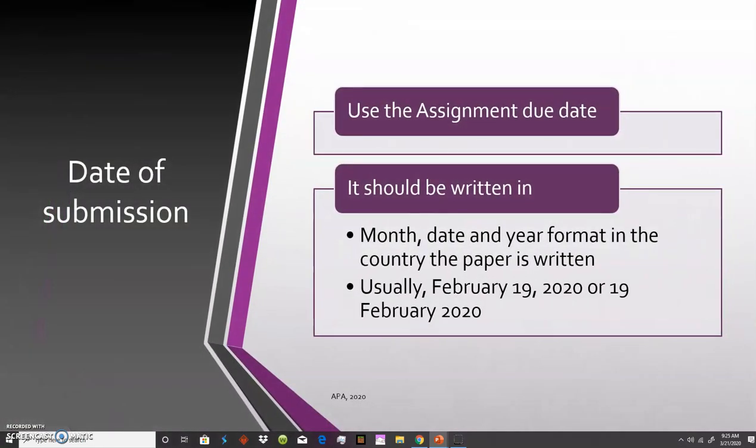Now, the date of submission. It is required that the date be put on the paper, and this section is especially for students, not necessarily for a manuscript for publication. It should be written using the assignment due date. So you should have the month, the year, and also the date should be written in the format used in the country where they're at. Usually you may have February 19, 2020 or 19 February 2020. Again, the date is normally written in the format of the country in which the document or the assignment is completed. And remember, on the paper, it should be the due date.